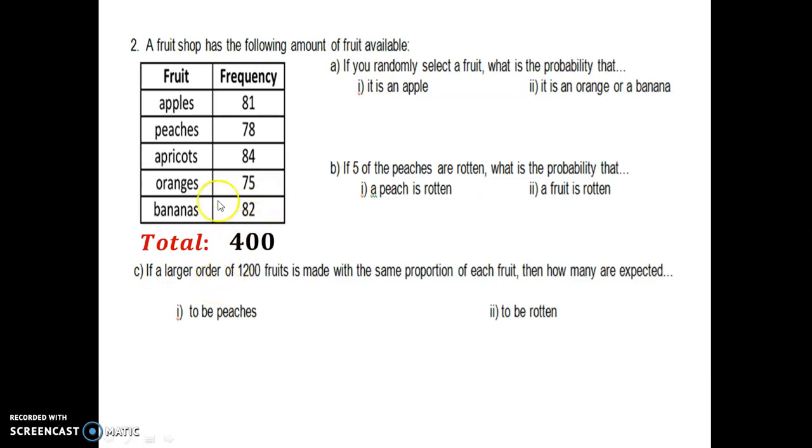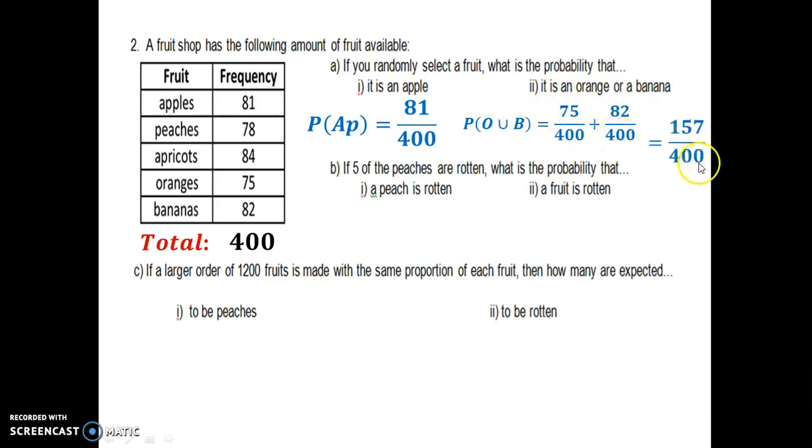First, you'll need the total. If you add those up, it's 400. So that probability is 81 apples out of 400. What's the probability it is an orange or a banana? Probability of orange, or, let's get used to this symbol. It means or. You could write the word or, but let's get used to this symbol. Orange or banana: oranges is 75 out of 400, bananas is that. They total up to this value. So that's the chance of getting an orange or banana.